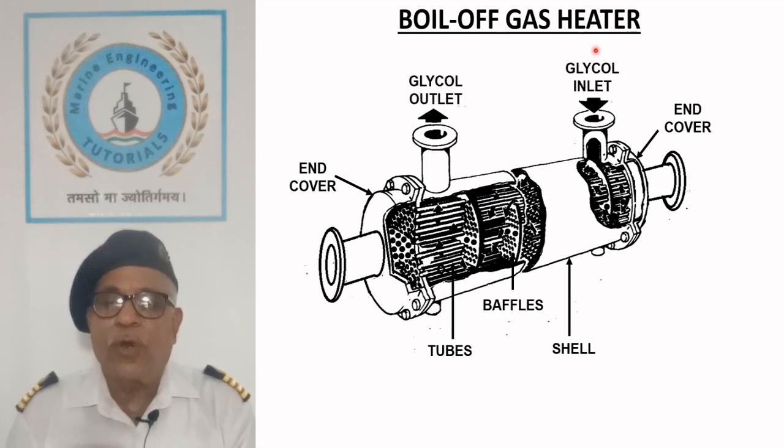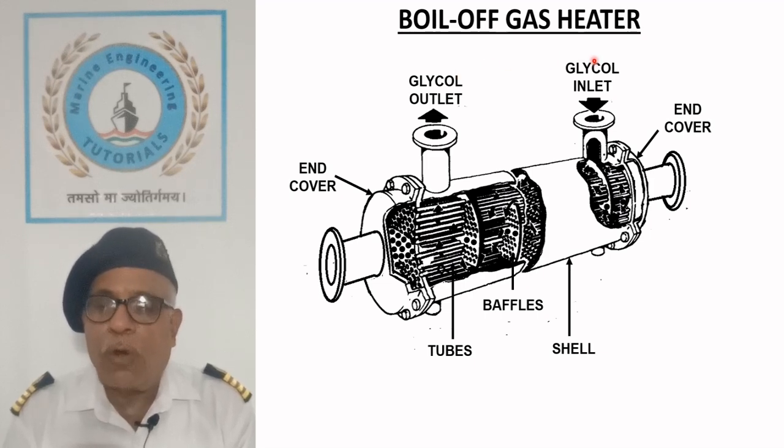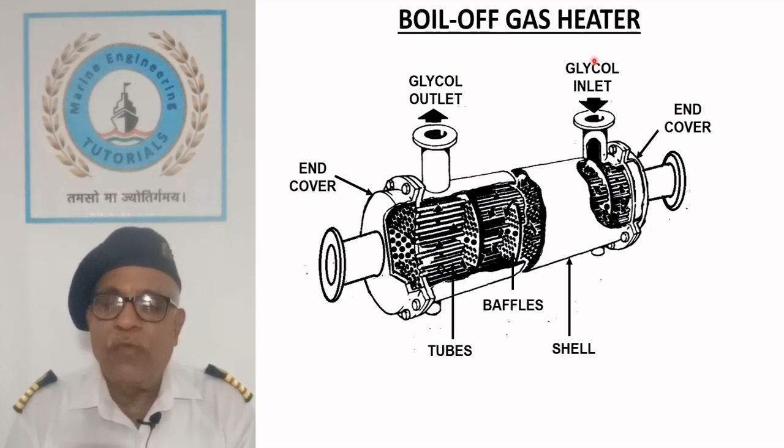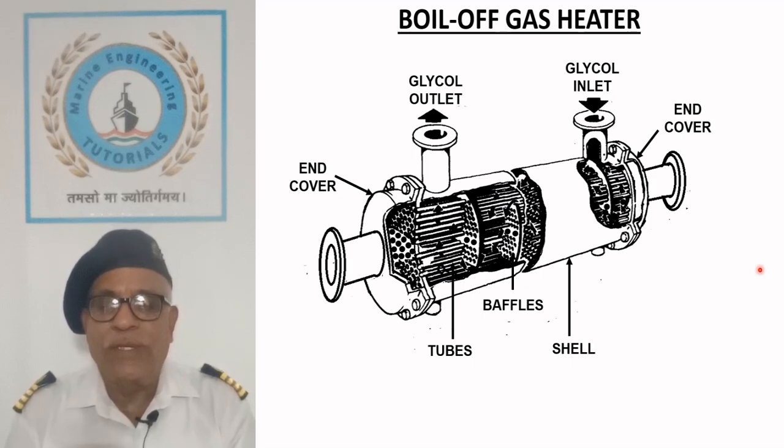Heating medium is a mixture of water and ethylene glycol with the required density which acts as antifreeze and prevents rupture of the shell. Glycol is first heated with the steam as discussed in the last slide. It enters the heater from the inlet connection, circulates around the tubes and leaves from the outlet connection. Circulation of glycol is maintained before admitting the boil off gas, otherwise glycol can also freeze and cause rupture of the shell.